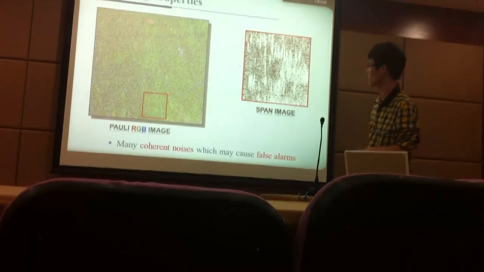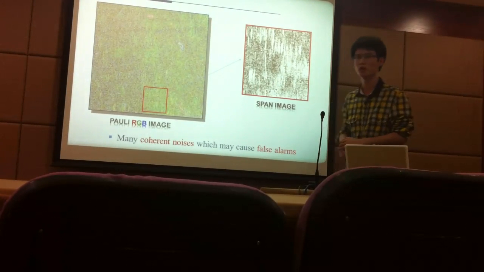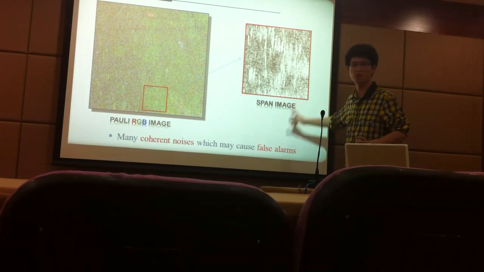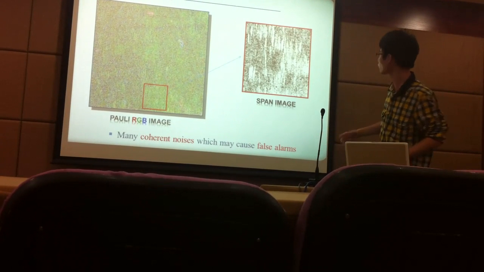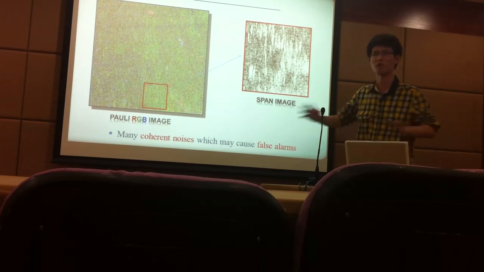Another thing is coherent noise, which is green on the Pauli RGB image. It also has very strong scattering on the span image, but they are not ships. What we will do is find out the difference between those things.